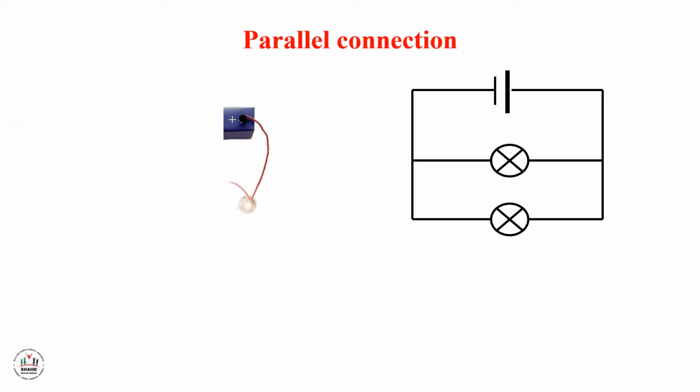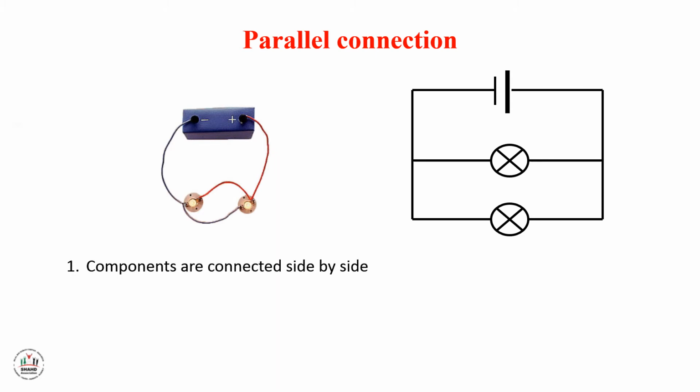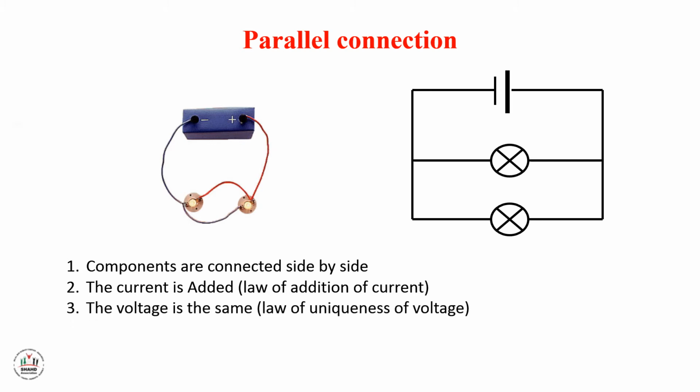The other type of connection is called the parallel connection. In this type of connection, components are connected side by side, as you can see in the two pictures. The current is added, and this is defined by the law of addition of current in the parallel connection. Finally, the voltage is the same in all components and is defined by the law of uniqueness of voltage.